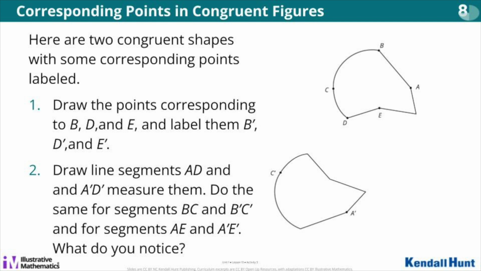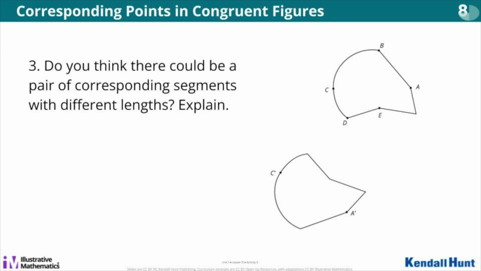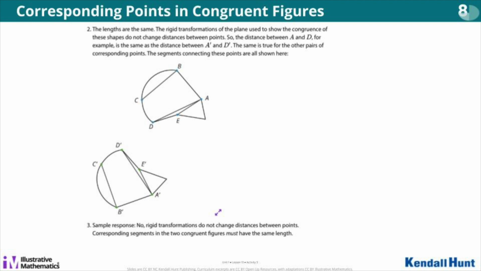Here are 2 congruent shapes with some corresponding points labeled. Draw the points corresponding to B, D, and E, and label them B', D', and E'. Draw line segments AD and A', D', measure them. Do the same for segments BC and B', C', and for segments AE and A', E'. What do you notice? Do you think there could be a pair of corresponding segments with different lengths? Explain. The lengths are the same.